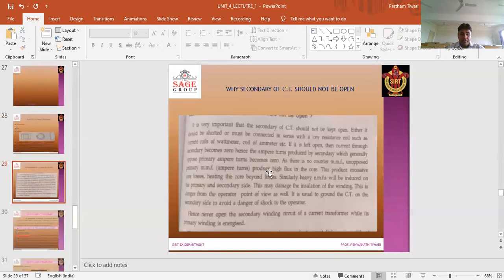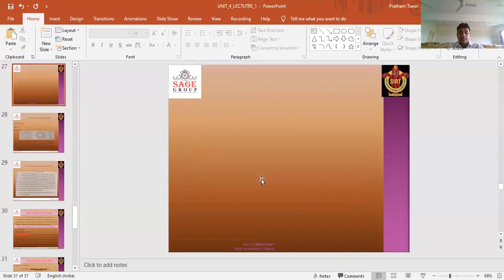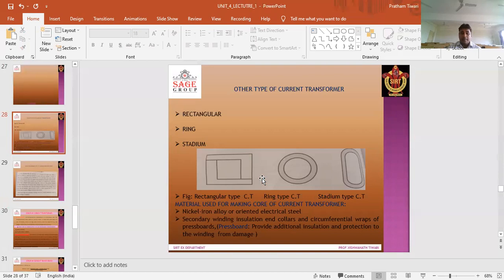You can see the material used for making the core of a current transformer. For making the core of a current transformer, we require nickel iron alloy or grain oriented electrical steel. The secondary winding is insulated with colors or circumferential wraps of pressboard. What is pressboard? Pressboard additionally insulates and protects the winding from damage. This is all about current transformers. Thank you.